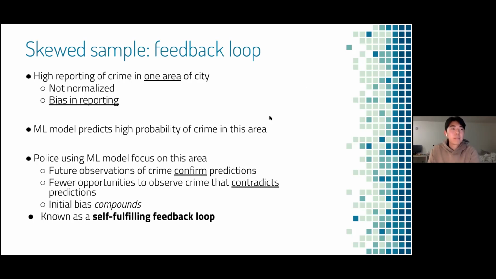Are there any questions on this particular concept? Great, everyone's a fast learner. In that case, can I get an example of a different use case in which we might see skewed sampling that leads to some sort of feedback loop?